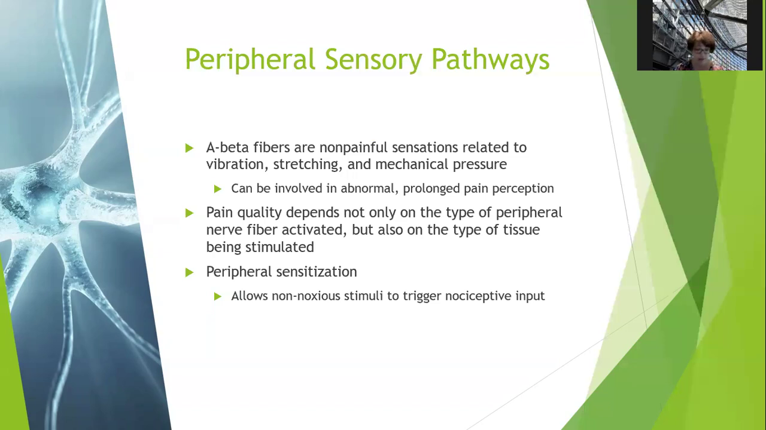There is a type of neuropathy that's called peripheral sensitization, which basically allows non-noxious stimuli to trigger nociceptive input. So normally, if you just do light touch, like take a cotton ball and put it across somebody's skin, it's not painful. But if you have peripheral sensitization where your nerves have changed to perceive different things, that might feel painful to someone who's undergone these nociplastic changes.